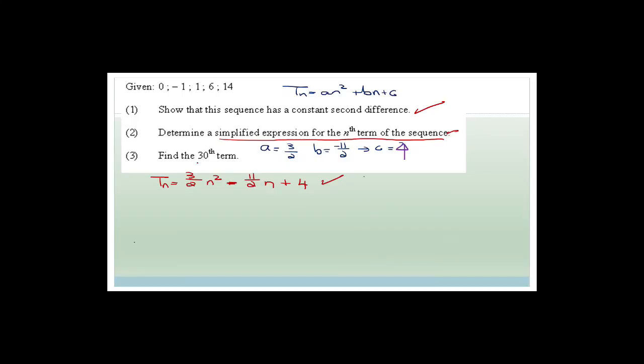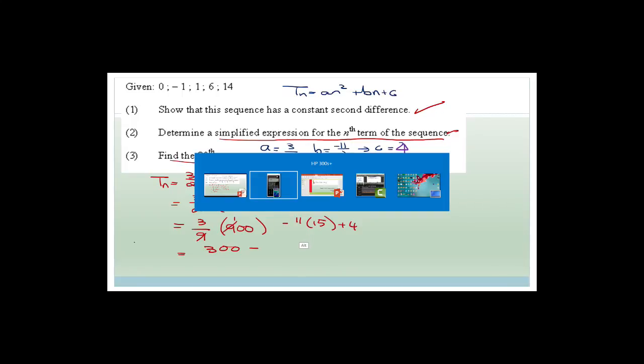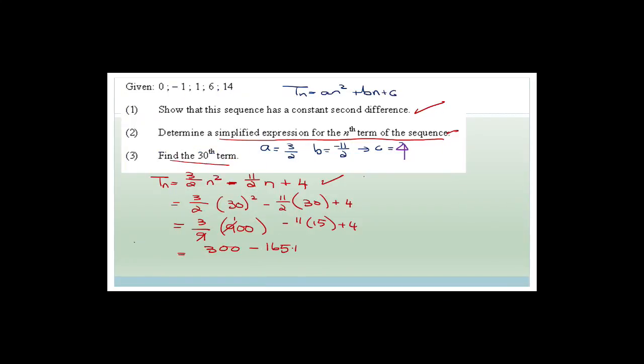We're done. Okay, now it says find the 30th term. That's very easy. All you're going to do is substitute 30 wherever you see an n. So that becomes 3 over 2 times 30 squared minus 11 over 2 times 30 plus 4. So therefore it's 3 over 2 times 900 minus 11 times 15 plus 4. That cancels, that becomes a 1, so that becomes 300 minus, okay, I can work it out, it's 165, minus 165 plus 4.